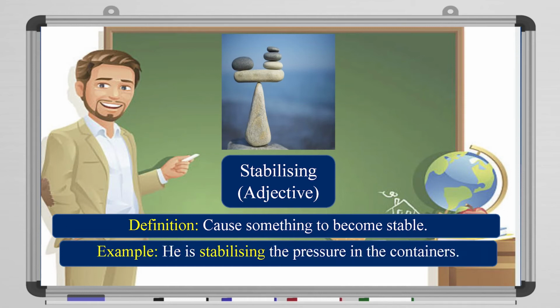For example, he is stabilizing the pressure in the containers. So sometimes in containers, the pressure can go up or can go down, right? So they're trying to stabilize it, means they're trying to make it normal, and they're trying to balance it out. Did you get that one? Well, let's see the other one.